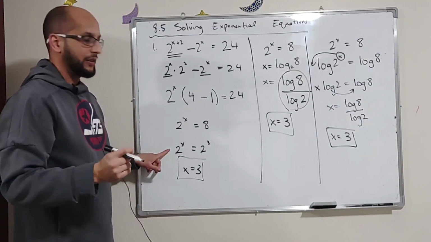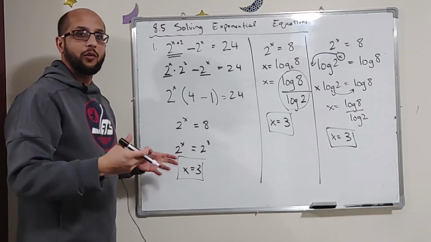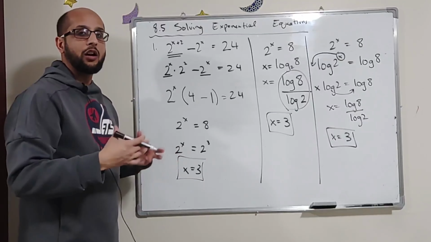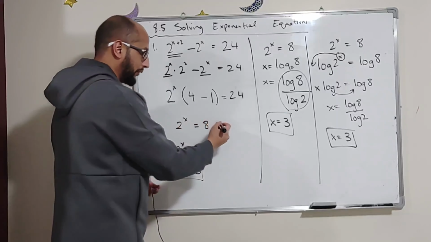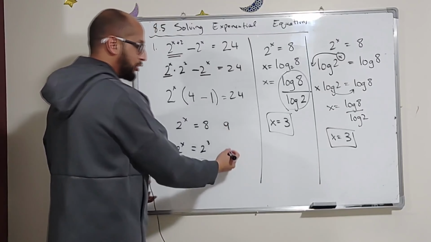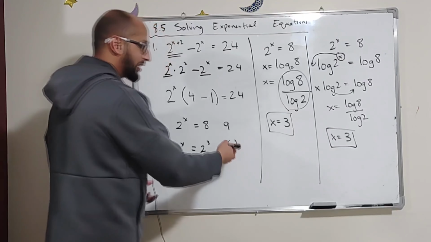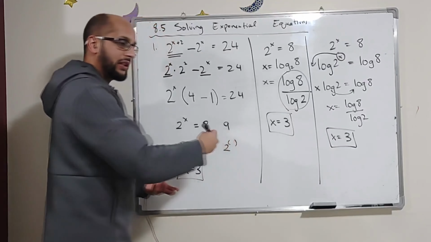This method will not always be available, right? Because if the answer was meant to be a decimal number, it's going to be very hard to convert a base into a decimal exponent. So for example, if this was 9, to turn 9 into 2 to the power of something is going to be very, very difficult because it's going to be 3 point something, but is it 3.1, 3.14? It's very difficult to get. So this is not always going to be available. These two methods will always work.